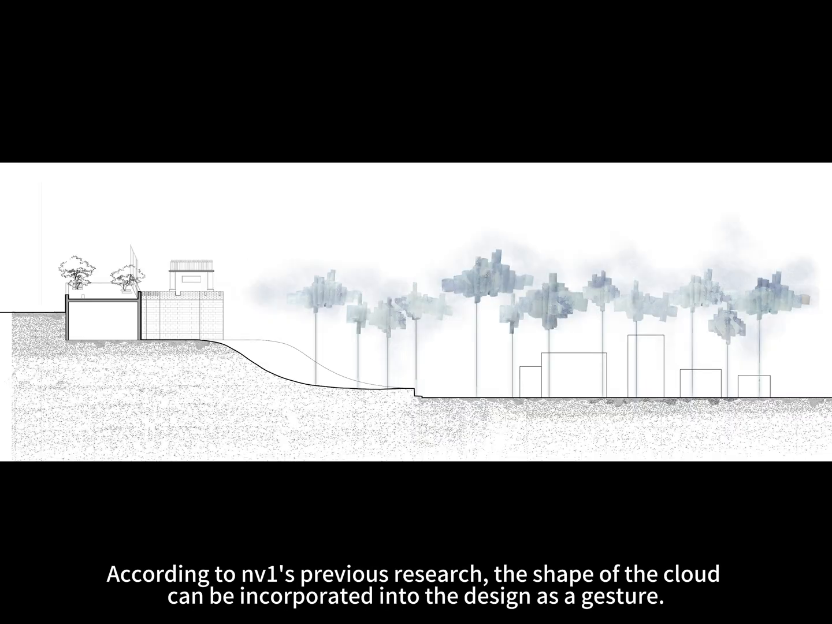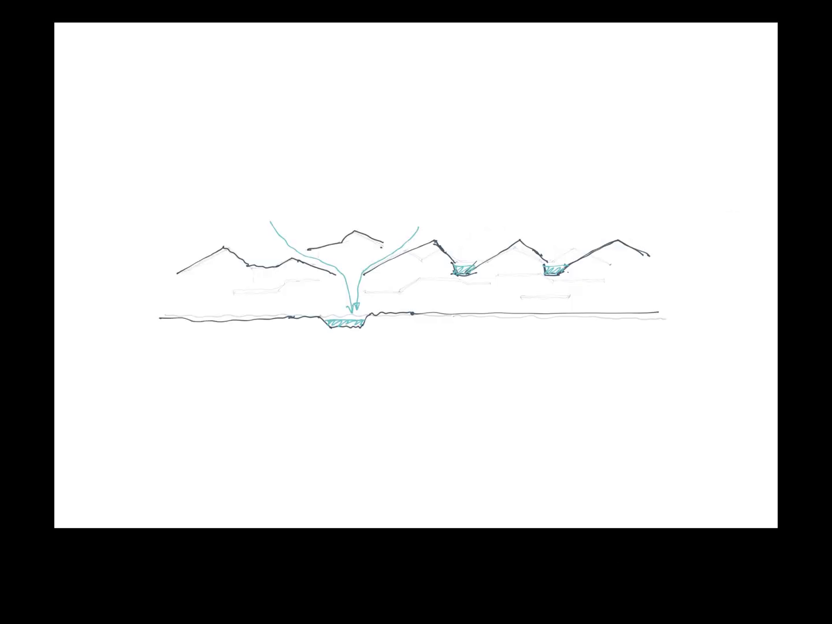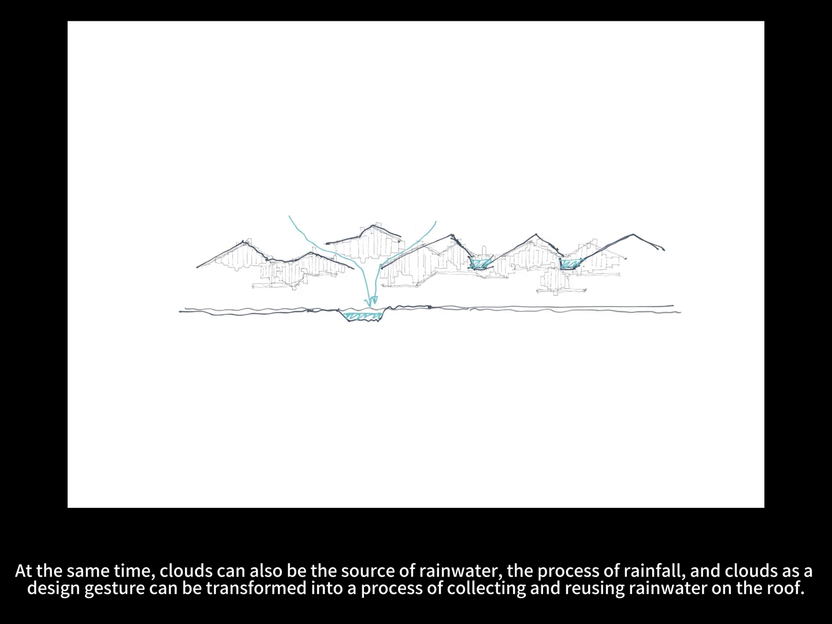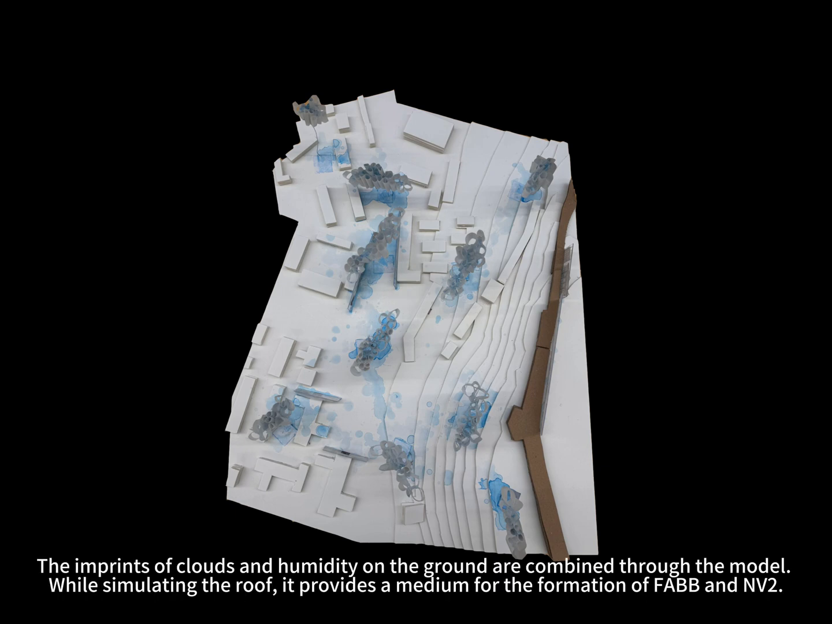According to NV1's previous research, the shape of the cloud can be used as a design form. At the same time, clouds can also be the source of rainwater. The process of rainfall and clouds as a design gesture can be transformed into a process of collecting and reusing rainwater on the roof. The imprints of clouds and humidity on the ground are combined through the mud, while simulating the roof. It provides a medium for the formation of flood and NVR.